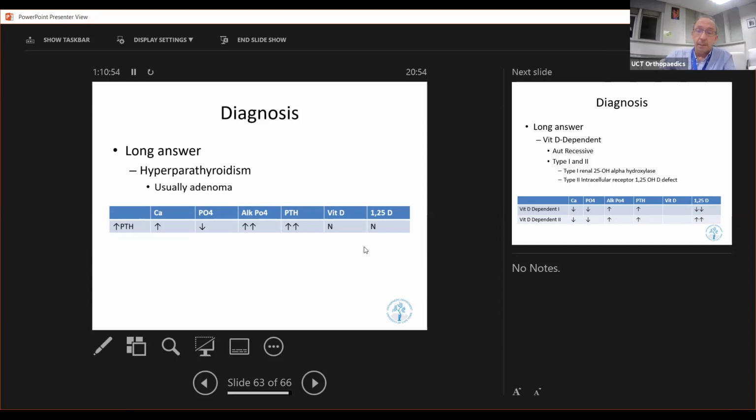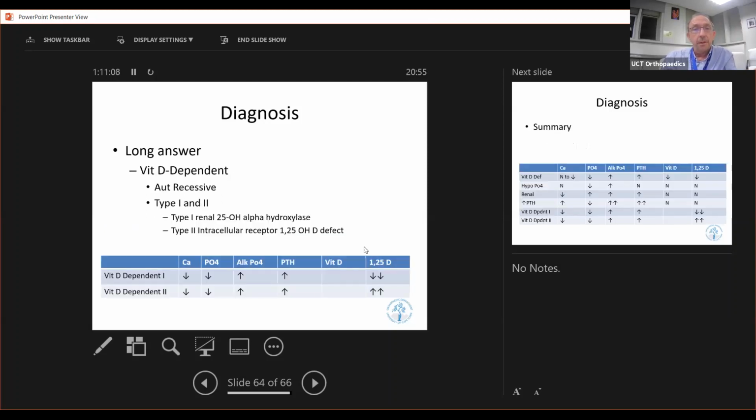In fact, you're leaching them out at an incredible rate. PTH obviously is remarkably raised. Vitamin D and hydroxy vitamin D are both going to be normal. You don't need any of it. You've got an out of control regulatory mechanism.